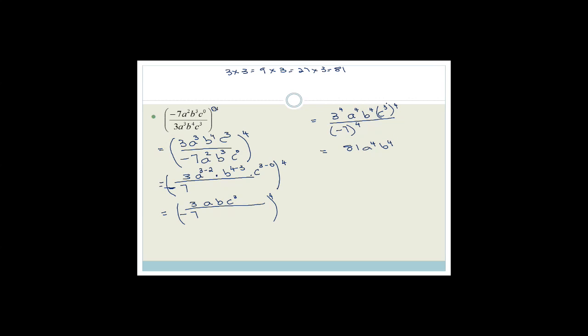And what is 3 times 4? Well, I'm really hoping that you know that 3 times 4 is 12. So that becomes c to the 12 over. Now note that the minus is in the bracket as well.